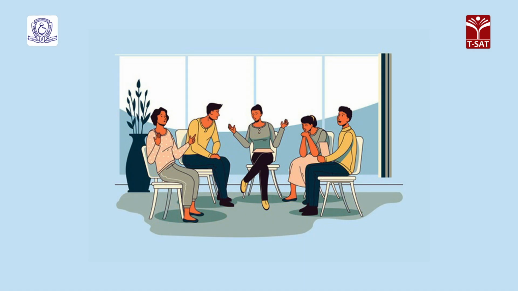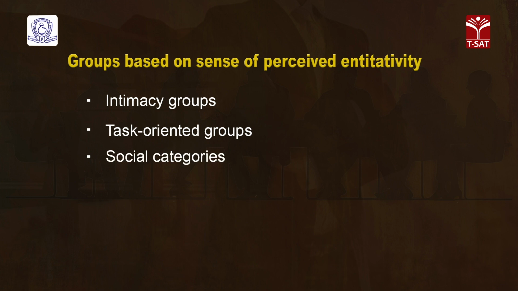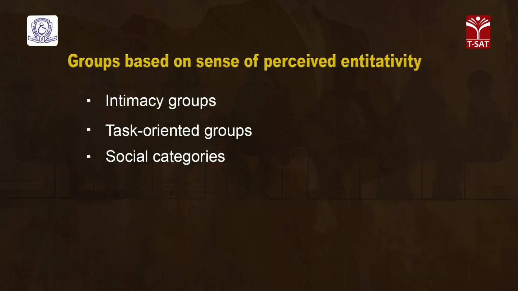Example is sports teams and work groups. This is just similar to a formal group which we discussed earlier. Now, the third category is social categories. It is a collection of individuals who may not interact but share some similar characteristics and together experience a sense of identity. Now, coming to the fourth and final category, weak social associations.